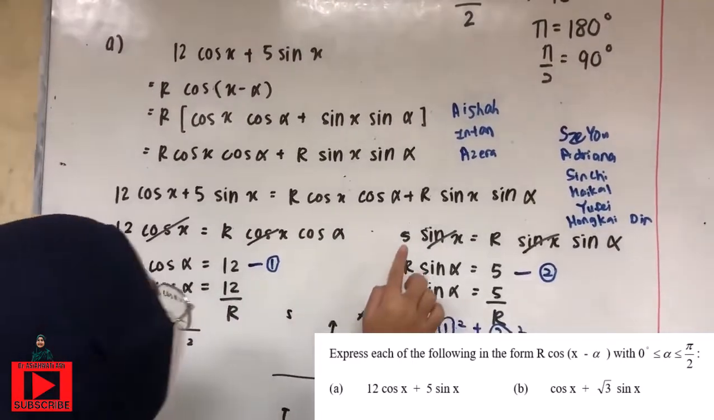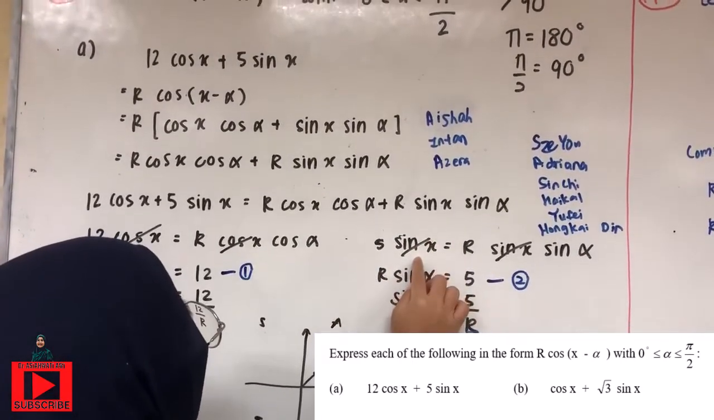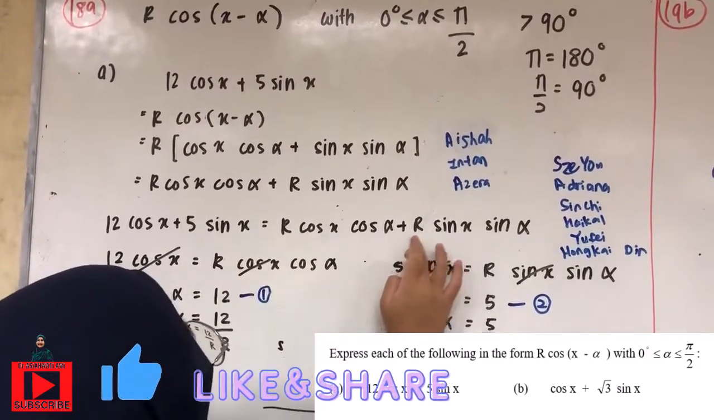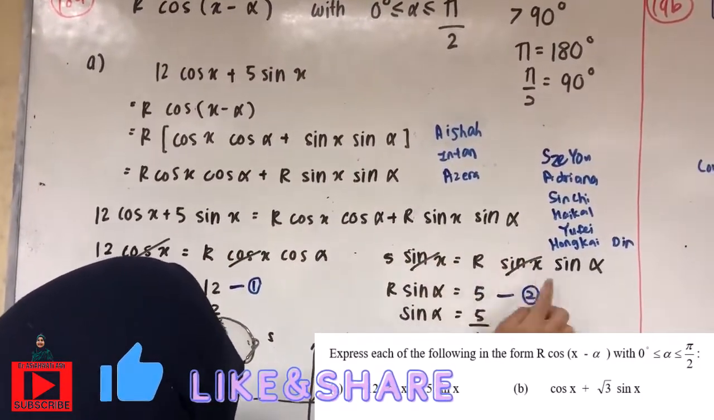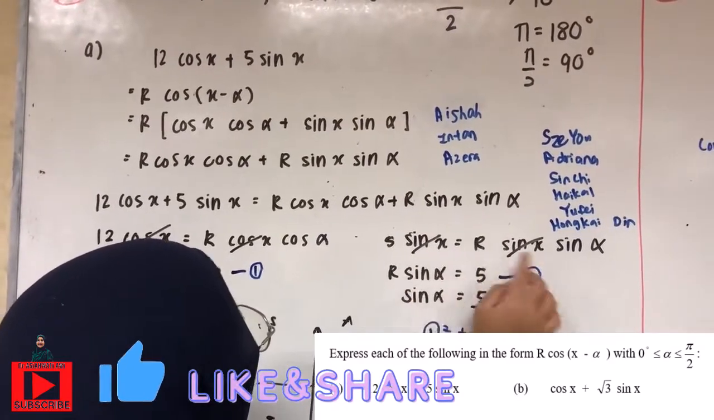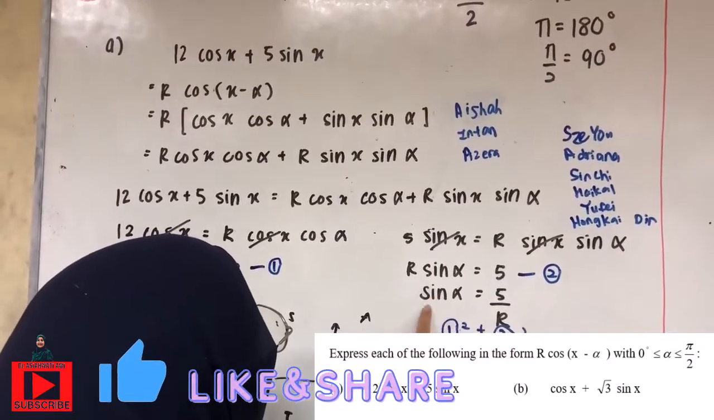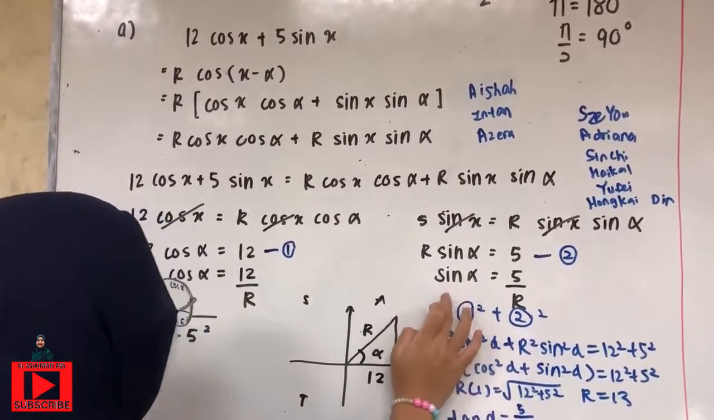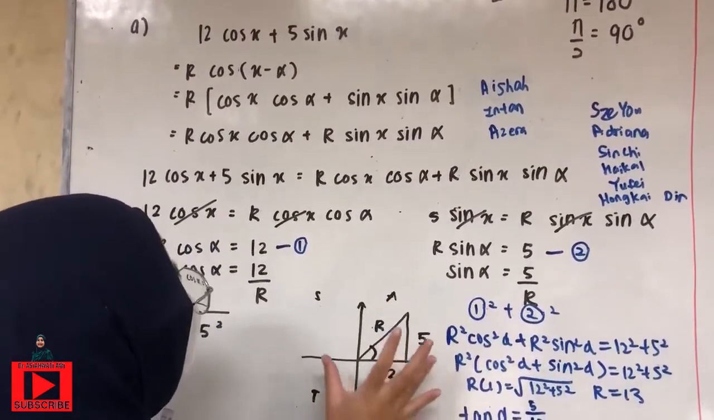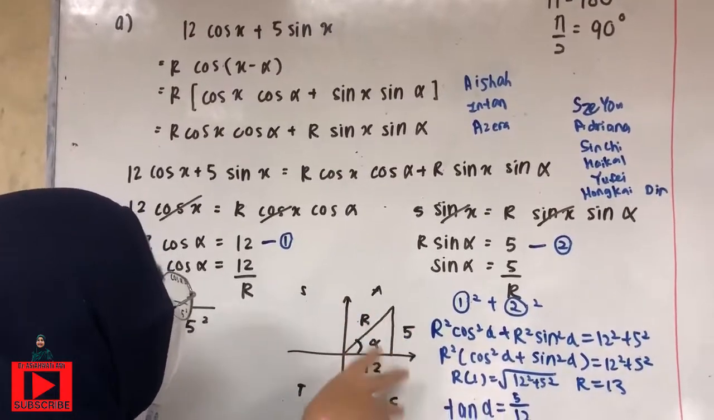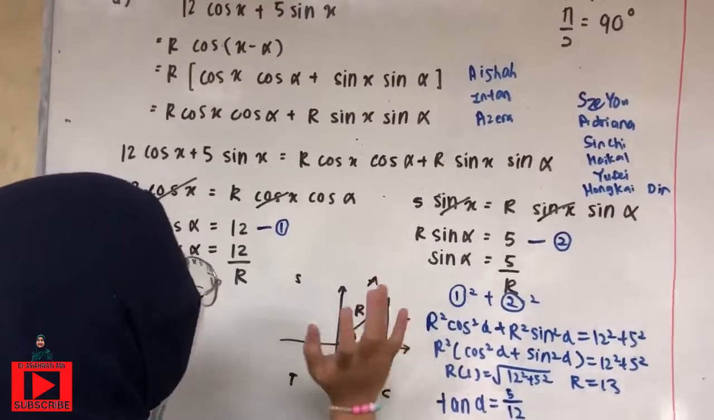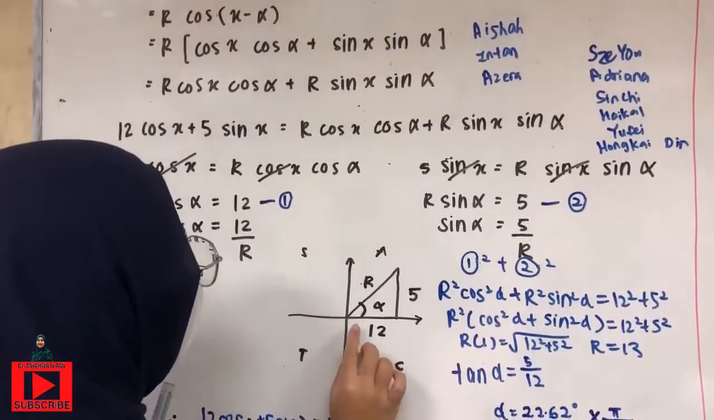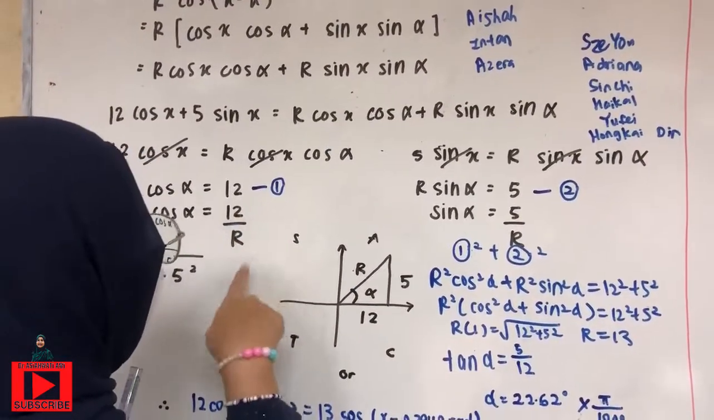And the same goes for this side, where we compare the sin x. So 5 sin x equals r sin x sin alpha. Compare the same sin x, cancel out, so sin alpha equals 5 over r. And then to find alpha, we draw the basic angle, which is in the first quadrant, so it is less than 90 degrees. This is the adjacent, which is 12.